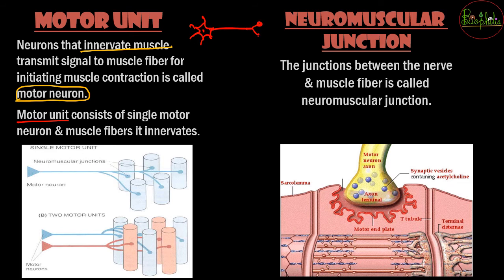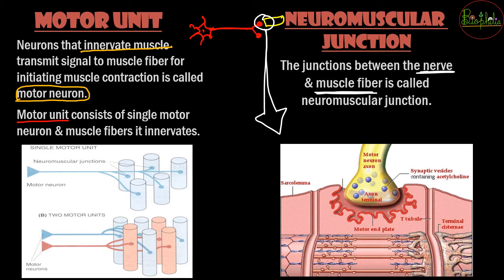Now these axon terminals are going to go near to what? These are going to go nearer to the muscle fiber. Now near the muscle fiber, once you zoom in, what do you see? You see there is going to be a neuromuscular junction. So the junction between the nerve and the muscle fiber is called the neuromuscular junction. So when you zoom into this single part, you will find the neuromuscular junction.